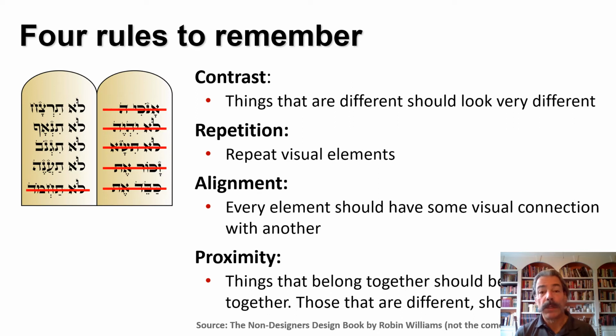Proximity: things that belong together should be together. You'll notice here that these main bullet points and the sub-bullets are spaced a little closer, and there's a larger space between the main bullet points, because the sub-bullet point belongs with the main bullet above it. You'll see how this all works.